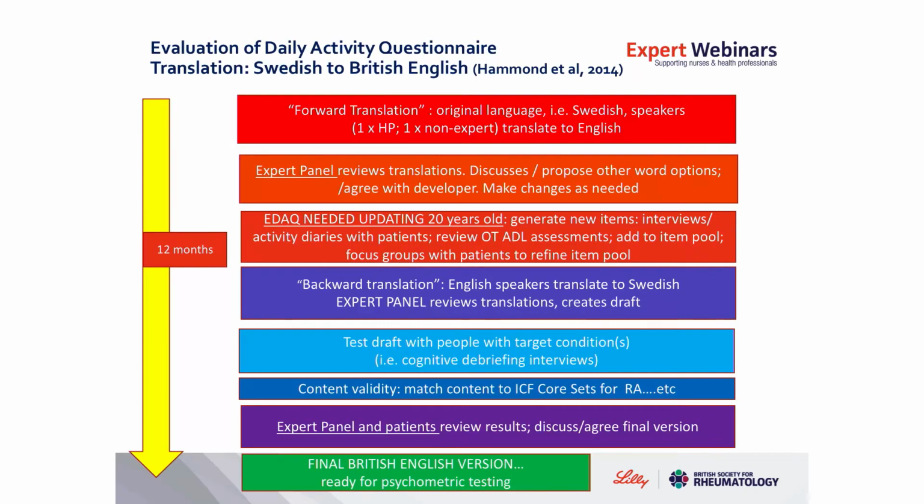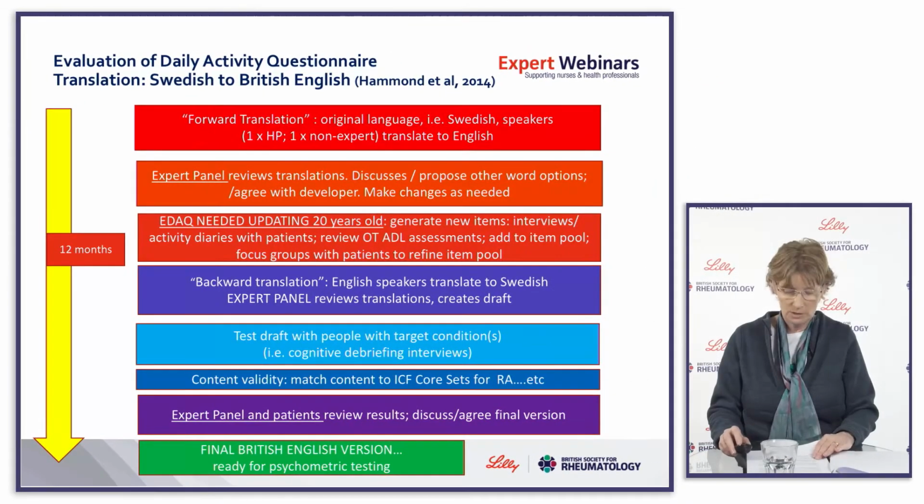So I've mentioned the Evaluation of Daily Activity Questionnaire already, and originally it was a 100-item measure developed 20 years ago in Sweden, and it's still used by OTs there. Patients fill in the EDAC at home and take it along to OT so the therapist can quickly see what their patients' problems are and get on with finding solutions. And I'll briefly summarise what we did to develop an English version. And if you want to know more, we can discuss it in questions and answers.